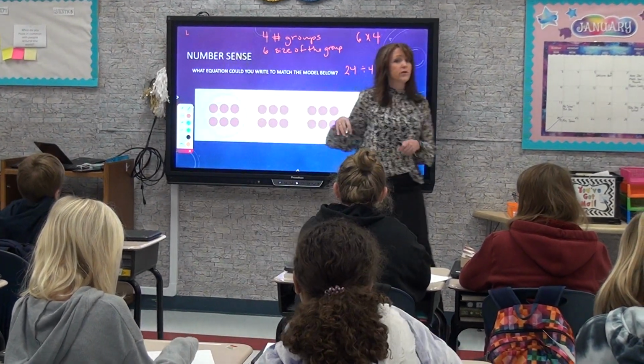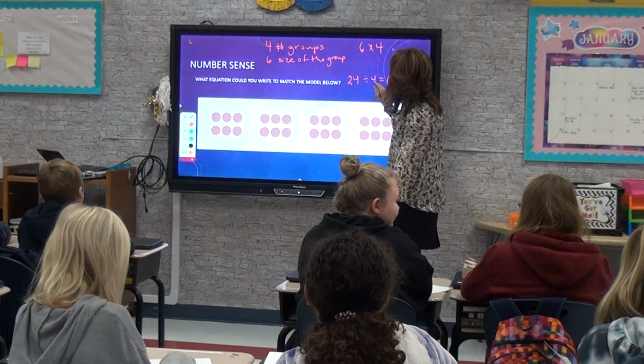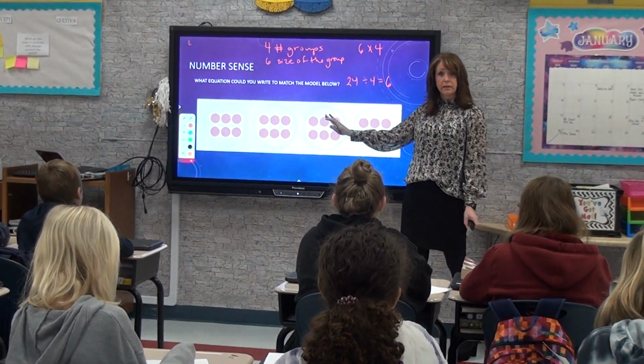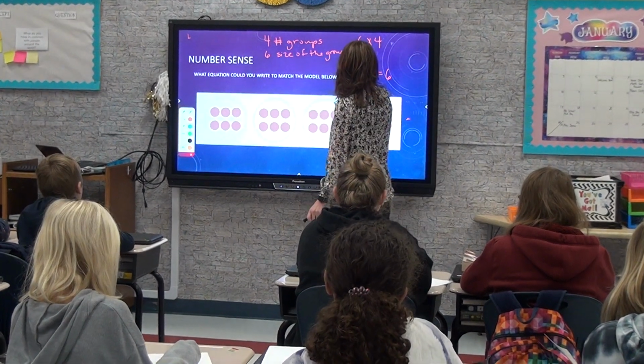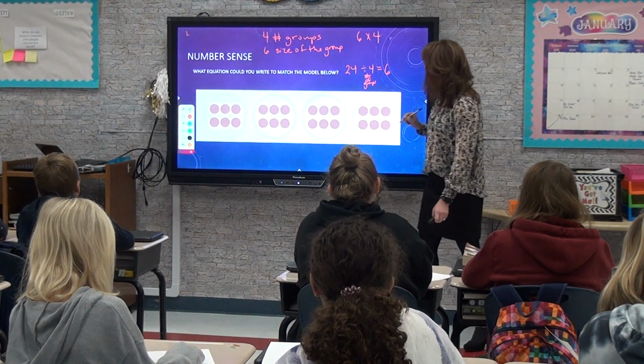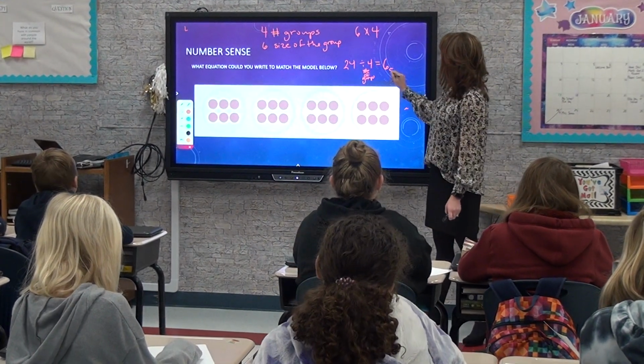Okay, back with me. What does the 4 represent? The 4 is what? The number of groups. Would you agree? We have 4 groups, so it's the number of groups. And what does the 6 represent? The size of the group.